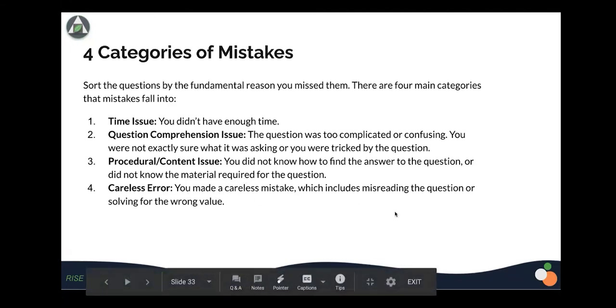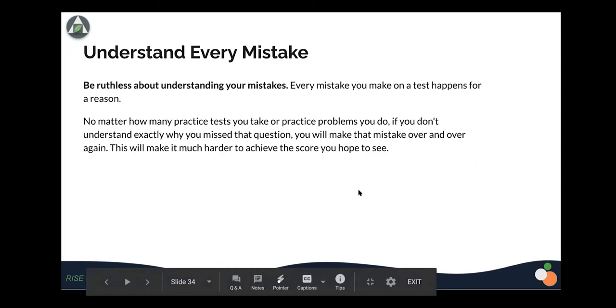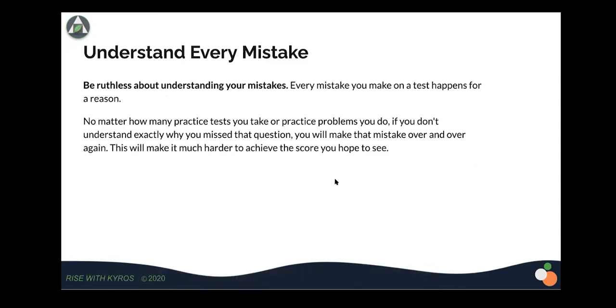So going forward when you're practicing, when you're marking the questions, try to ask yourself why exactly you missed them. And definitely be ruthless about understanding your mistakes. Don't just keep moving on and doing more practice problems, because it's important to take the time to understand your mistakes first before moving on. If you do a lot of practice problems but don't understand where you went wrong before, it'll be much harder to improve overall.